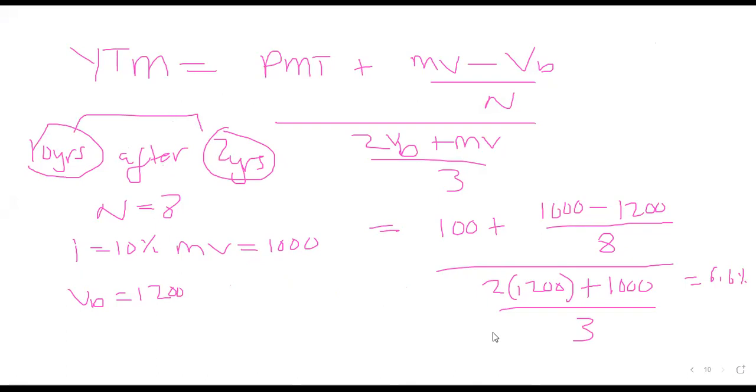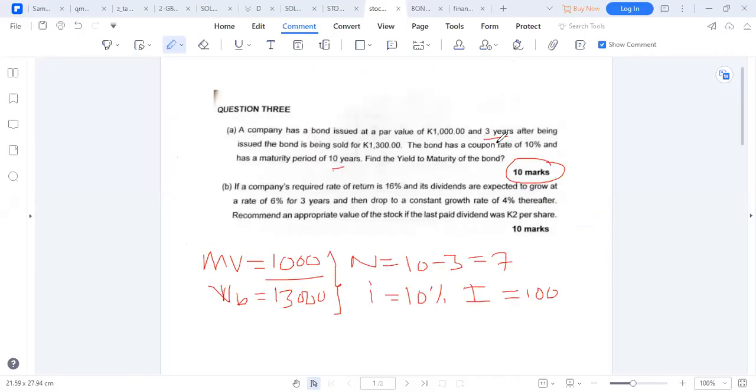So in this case, the examiner was very clever, says it's a 10-year bond, but after 3 years of being issued, so meaning the period of time is 7. You get it? Yes, it's clear. Thank you.